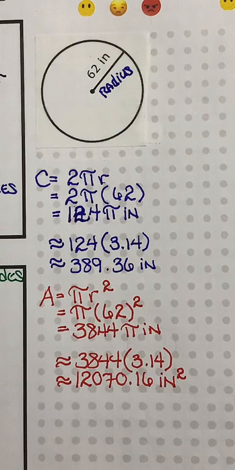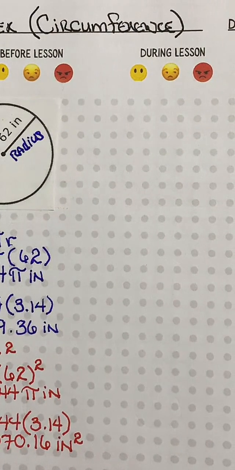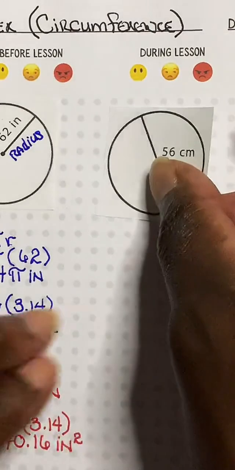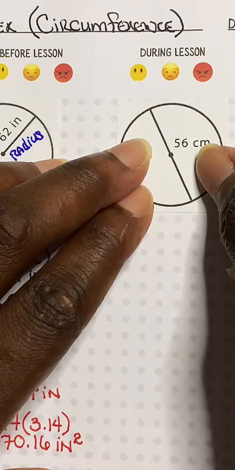Okay, let's do another one. That's going to give you a diameter. If I can pick it up off the table. It's like the struggle is real.